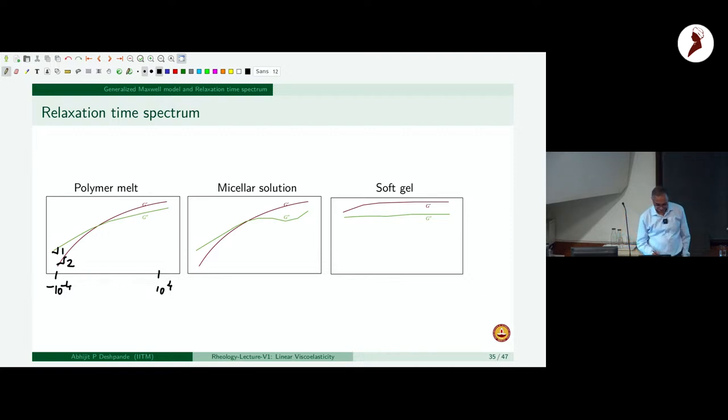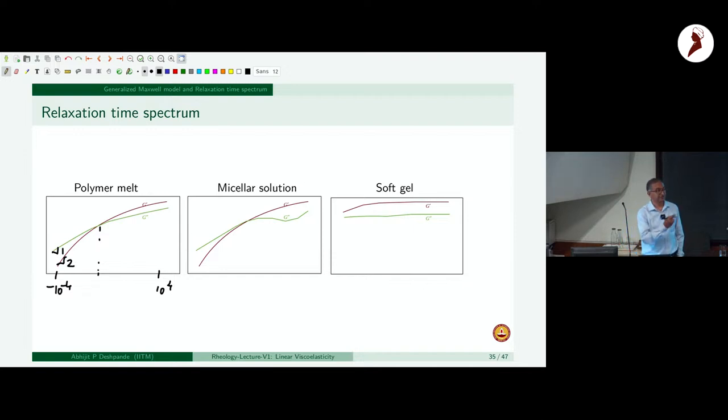And the other thing is there is effectively one crossover, but to model this kind of a system, you generally tend to have about 7 to 8 or 10 relaxation modes. This is polyethylene melt, commercial polyethylene melt kind of data. So it's a polydisperse material, and therefore you need a lot of relaxation times to describe the behavior.